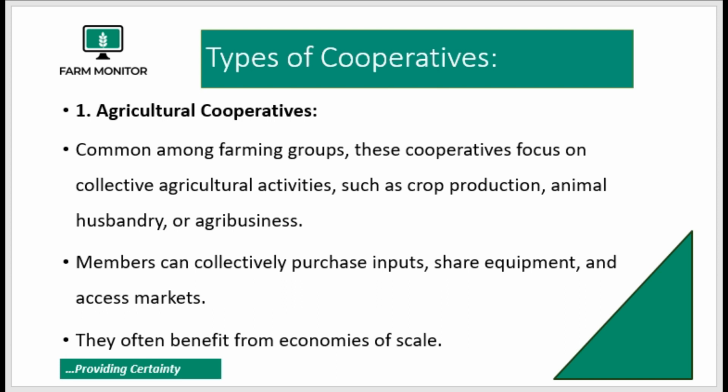So if you're in production, you're in production. If you are in processing, you're in processing. Of course, it doesn't put a limit. We're just mentioning the fact that you may have some challenges with governance and leadership.